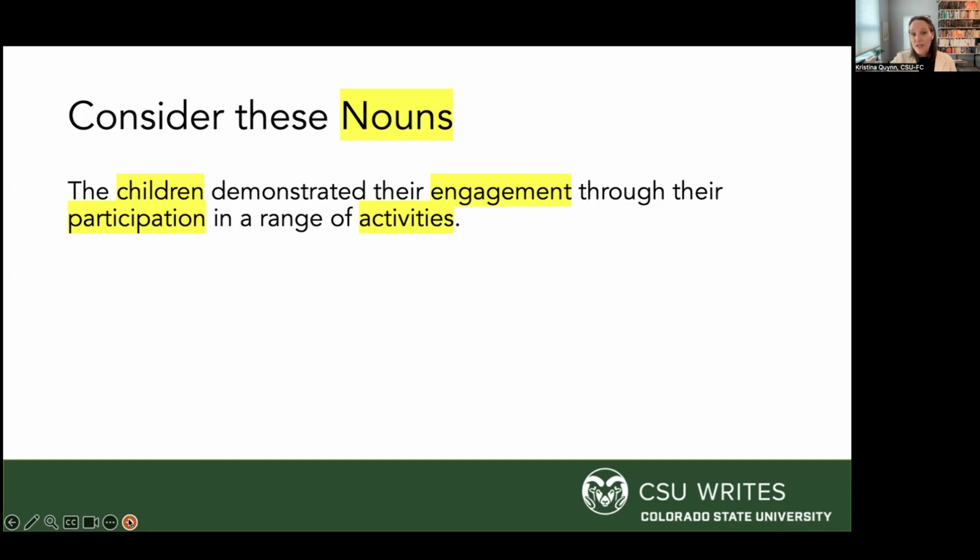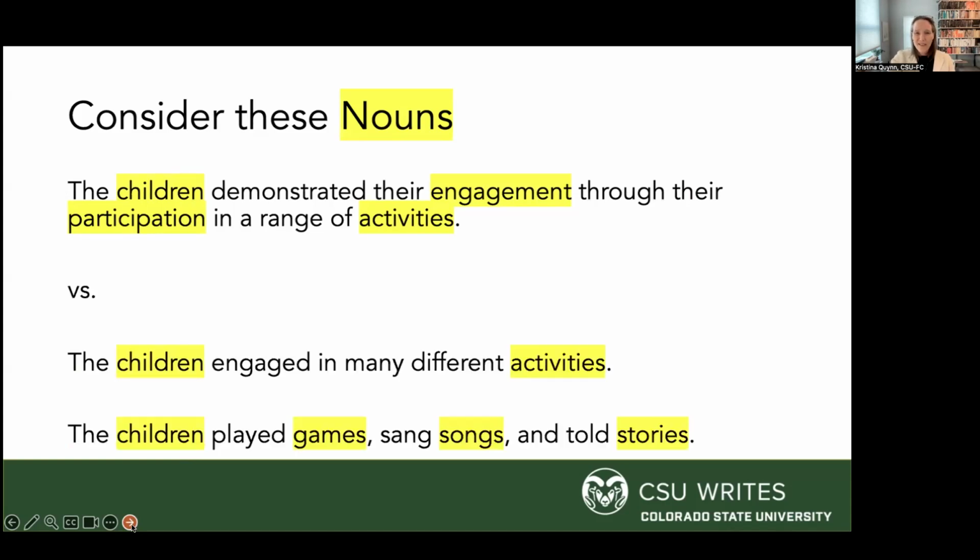So, the children demonstrated their engagement through their participation in the arrangement of activities. And so it's engagement and participation here that are the challenging ones. We don't know what engagement is, and we don't know what participation is, and activities is pretty vague as well. So you can say children engaged in many different activities, which is also a little vague, but it's more clear than the prior sentence.